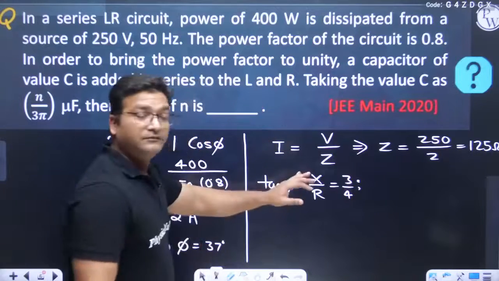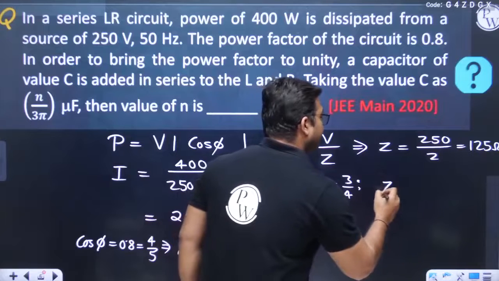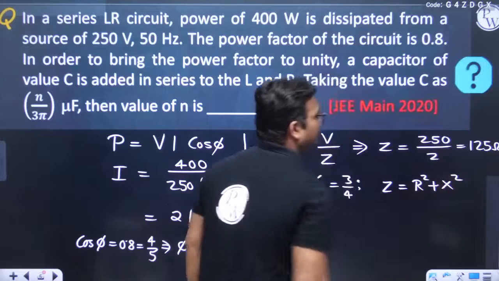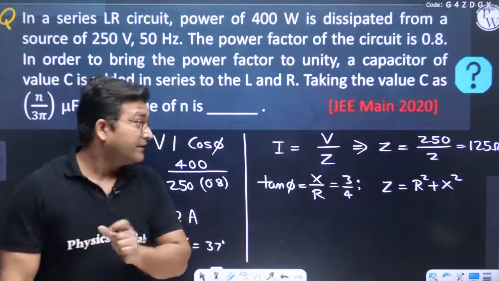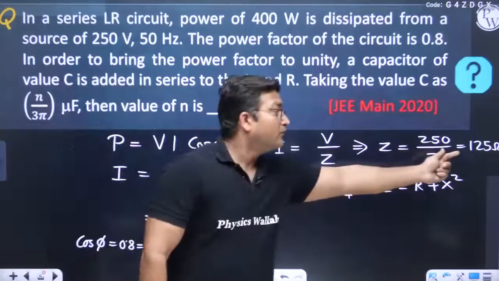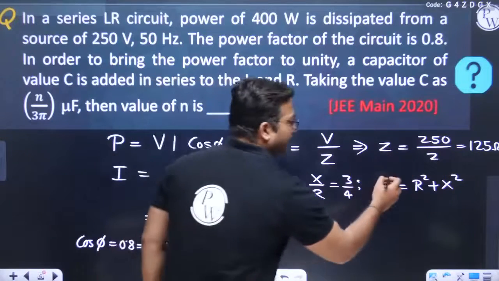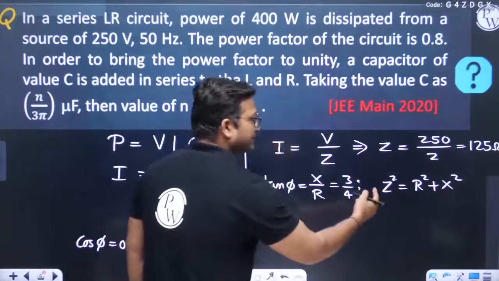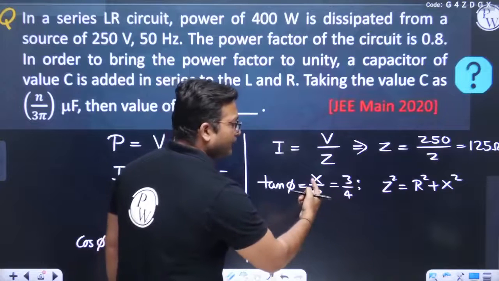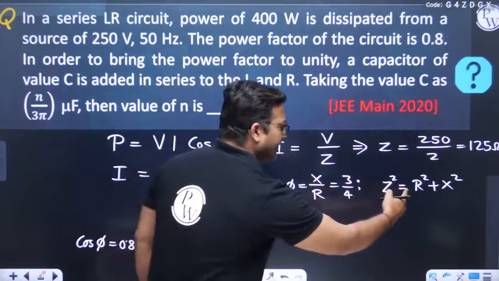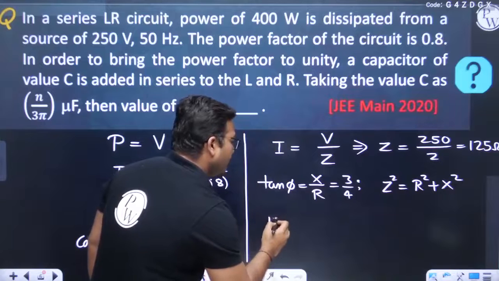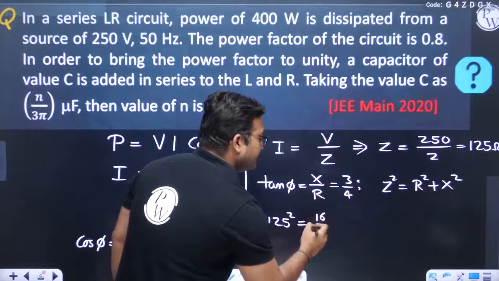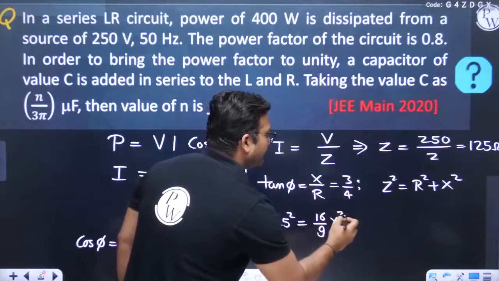Now we can write, notice, Z squared equals R squared plus X squared. I'm talking about the LR circuit only, because the impedance of that LR circuit is 125 ohm. So Z squared is actually R squared plus X squared. So from here I can place R as 4 by 3 X, and if I place R as 4 by 3 X, we'll have 125 squared equals 16 by 9 X squared plus X squared.